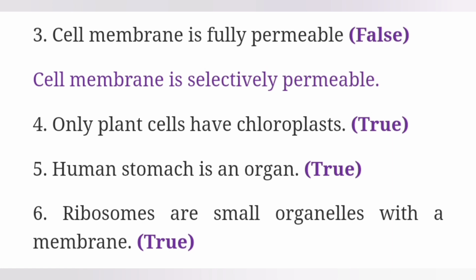Fourth one, only plant cells have chloroplast. The statement is true. Fifth one, human stomach is an organ. The statement is true. Sixth one, ribosomes are small organelles with a membrane. The statement is true.